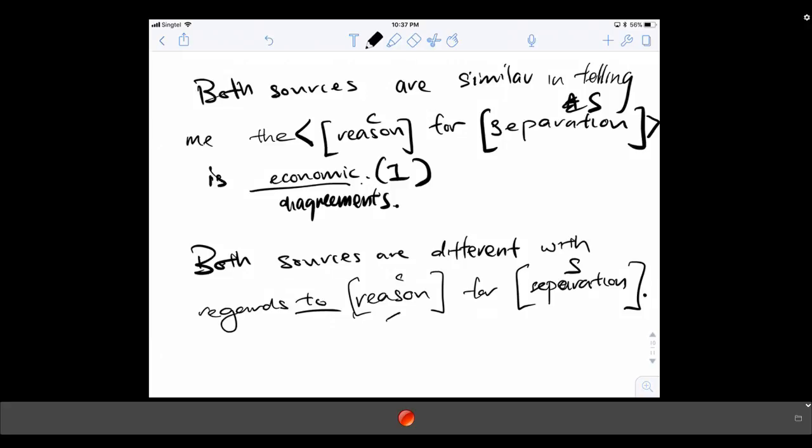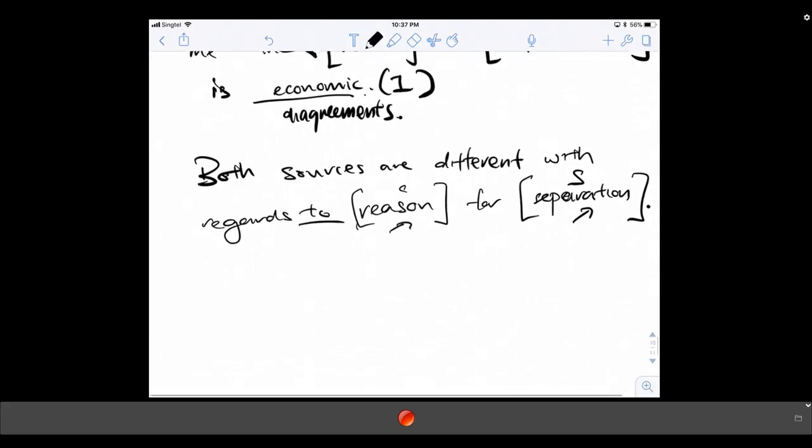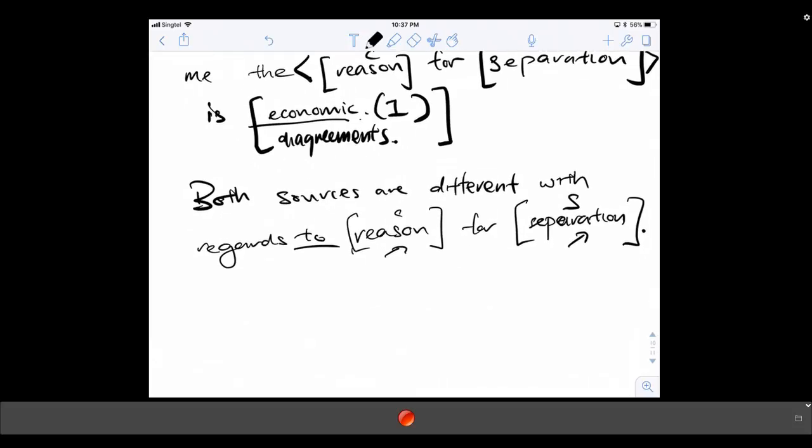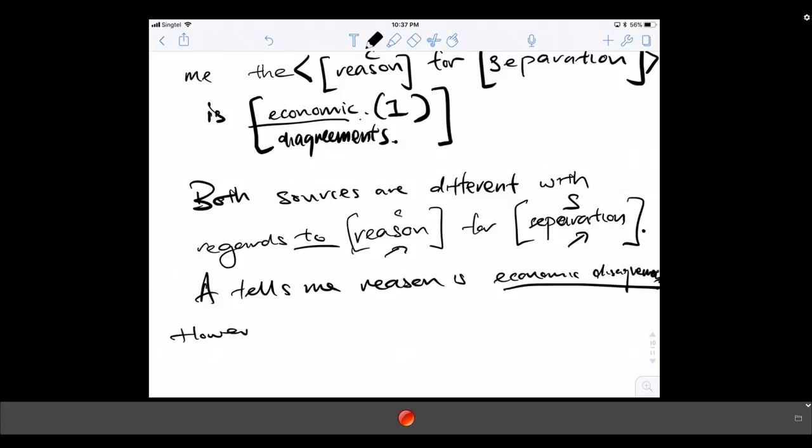You're comparing the reason for separation, and then in the next line, that is where your inferences come in, because your difference lies in the inference. Okay, so A tells me the reason is economic disagreements. You're talking about the same thing, which is the reason for separation. But in A, the reason is economic situation. However, in B, this is your I, the reason is not economic anymore, it is security.